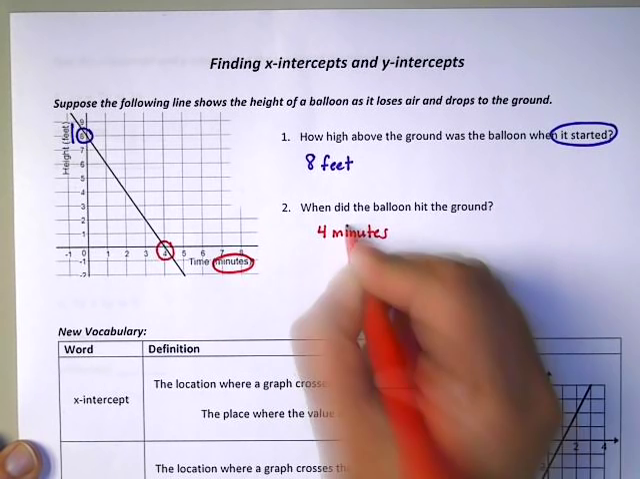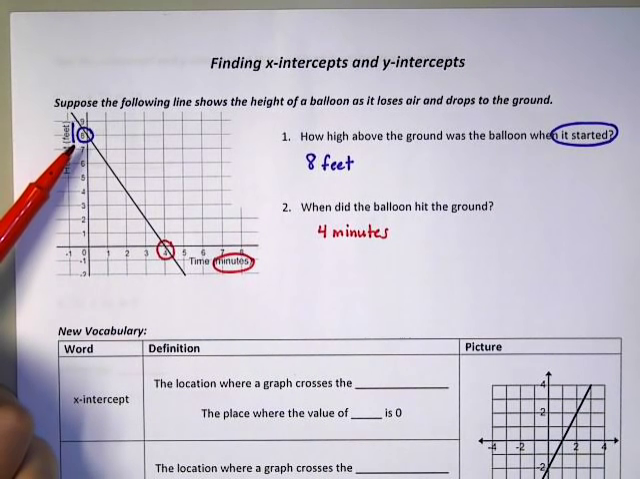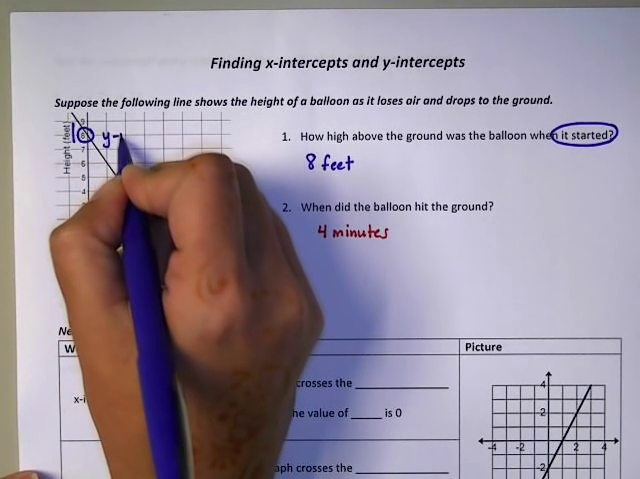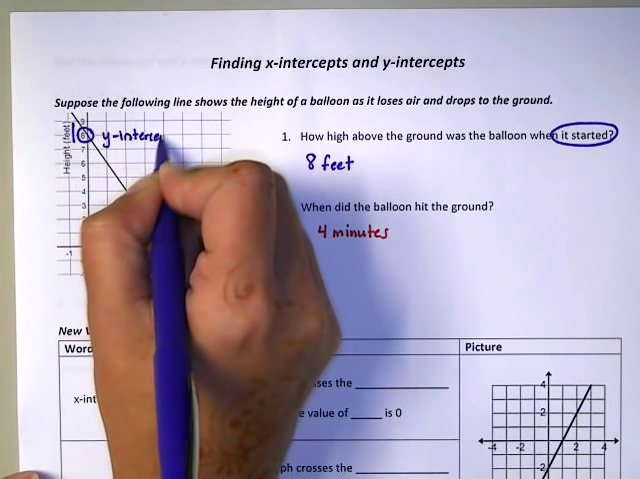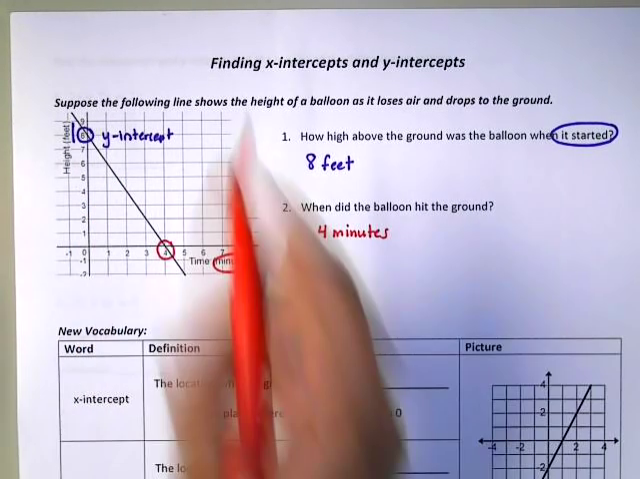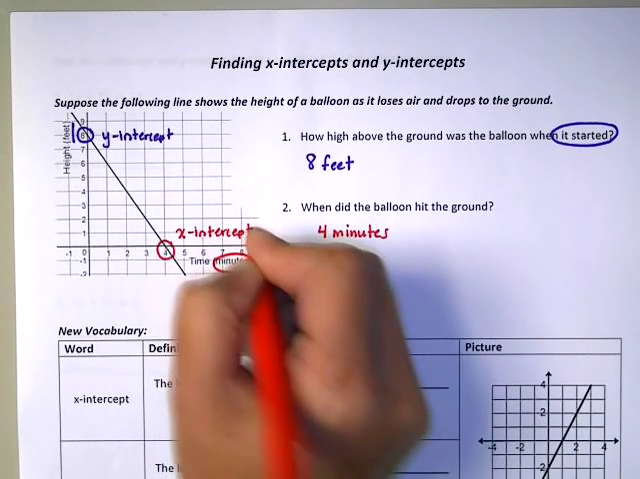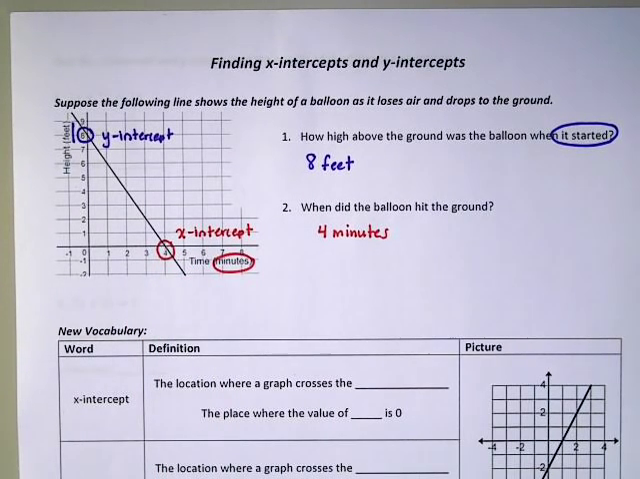These two features, the place where the graph intersects the y-axis and the place where the graph intersects the x-axis, are called the y-intercept and the x-intercept. And they're very helpful in real-world situations for describing what's happening. So oftentimes we need to know where those locations occur. This is going to teach us how to find those two specific places on a graph.